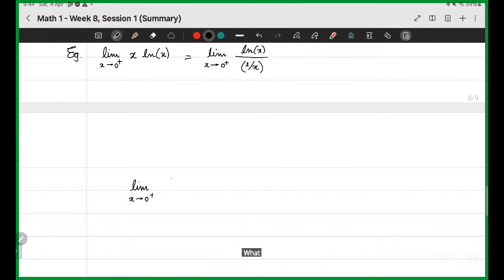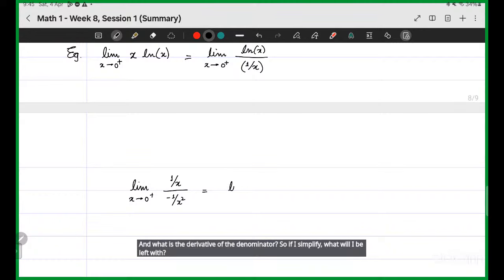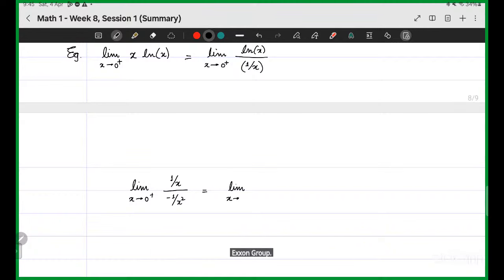What is the derivative of the numerator? 1 by x. And what is the derivative of the denominator? Minus 1 by x square. So if I simplify, what will I be left with? Minus x only. And what is this? 0.